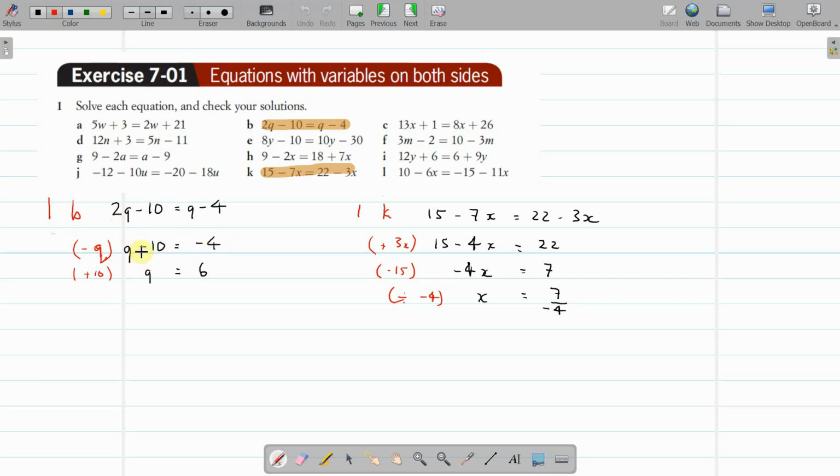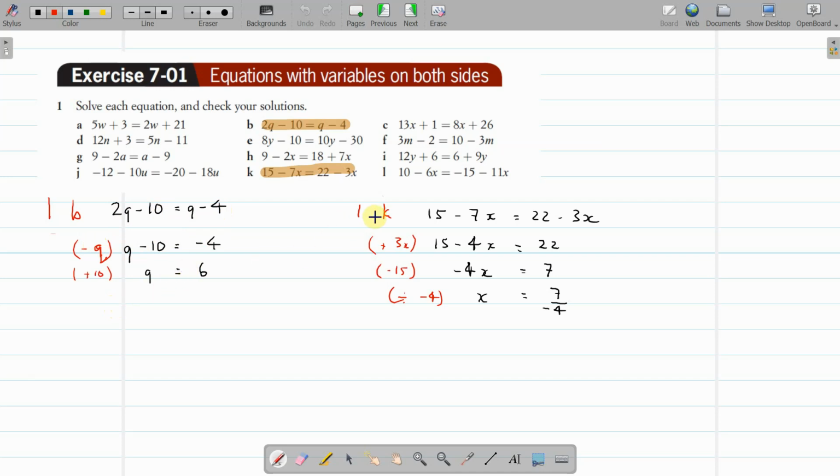So now we've got closer to what we want. We've got a number on this side which we don't want. We're going to remove the minus 10. To remove a minus 10, we plus 10. And once we do that, from here to here, the minus 10 is gone. But we then also apply the plus 10 to minus 4. And minus 4 plus 10 equals 6. So basically what we're trying to do is tidy up by doing the reverse, and doing the reverse to both sides. So that's basically what we're trying to do.